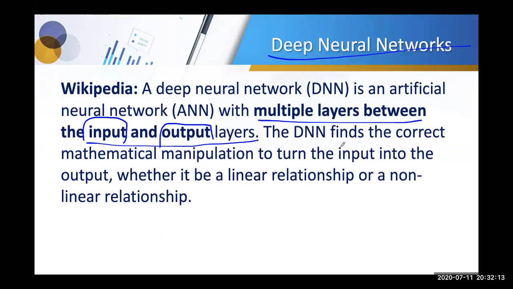Sometimes there are networks that have thousands of layers in the heart of the network. So the DNN finds the correct mathematical manipulation to turn the input into the output, whether it be a linear relationship or non-linear. Okay, so that's about deep neurons. The message here is that deep learning, or a deep neural network, is nothing but a regular or simple neural network stacking a lot of layers in between. That's the idea of deep neural networks.